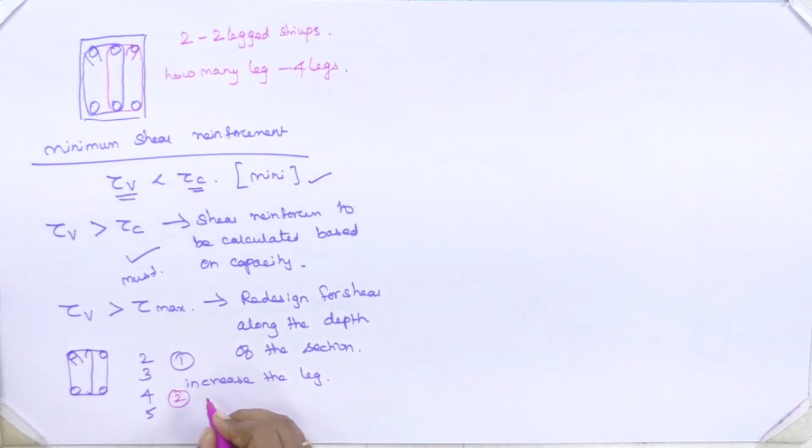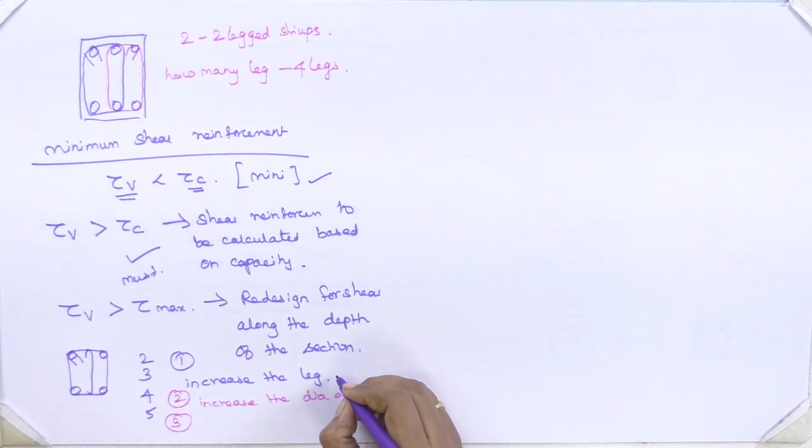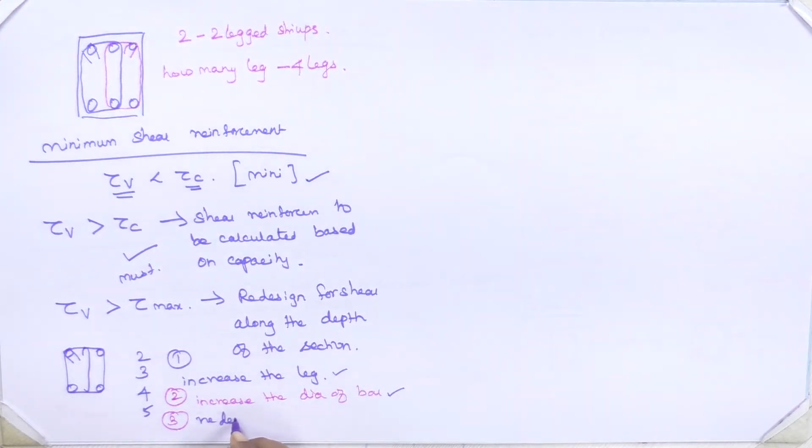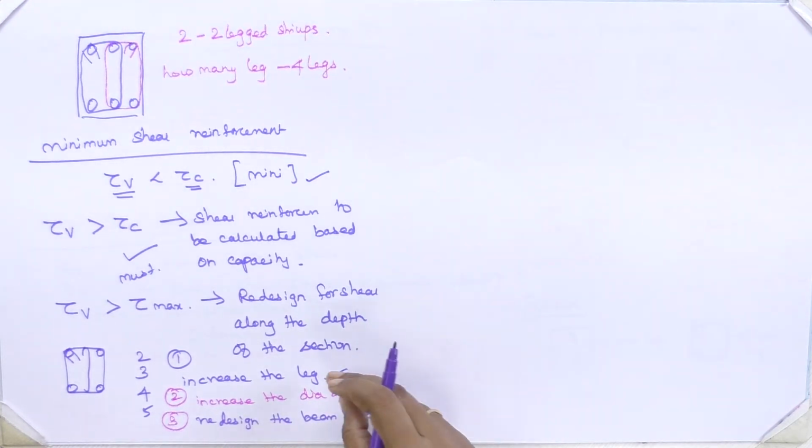Second thing, increase the diameter of the bar. Then third thing, if the increase of legs and the increase of bar diameter are also not sufficient, you can go for redesigning the beam depth. So this is the only criteria to take care of your shear.